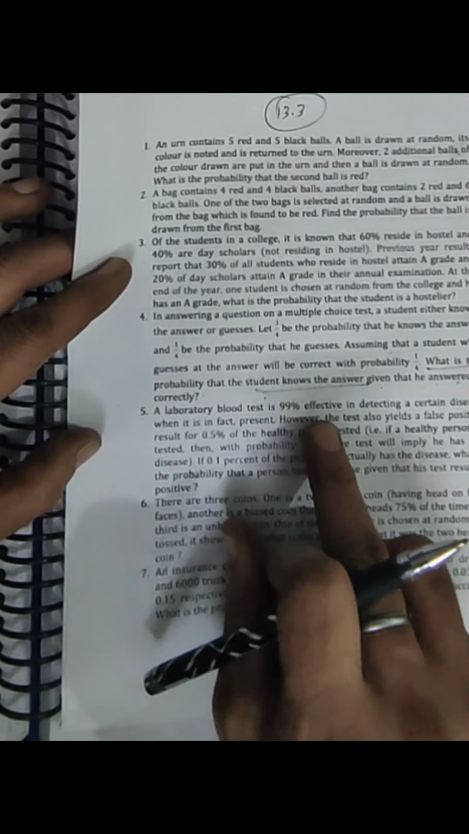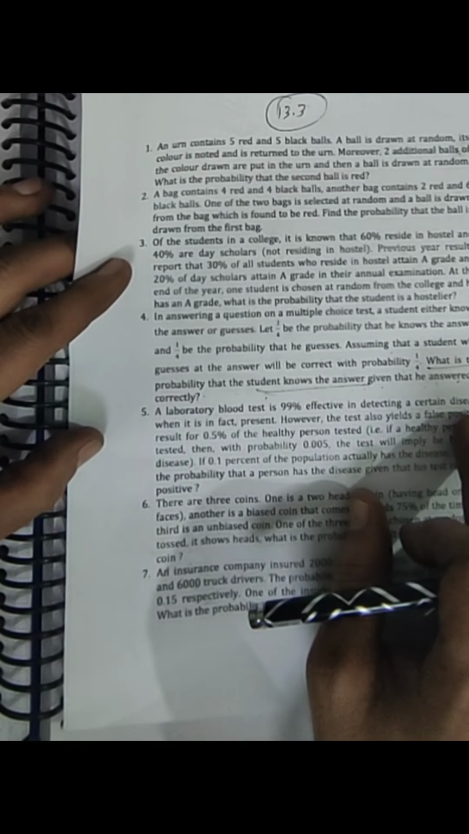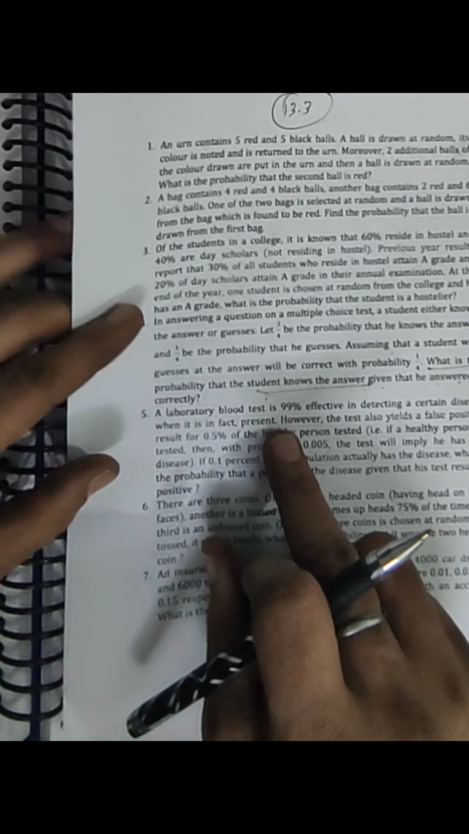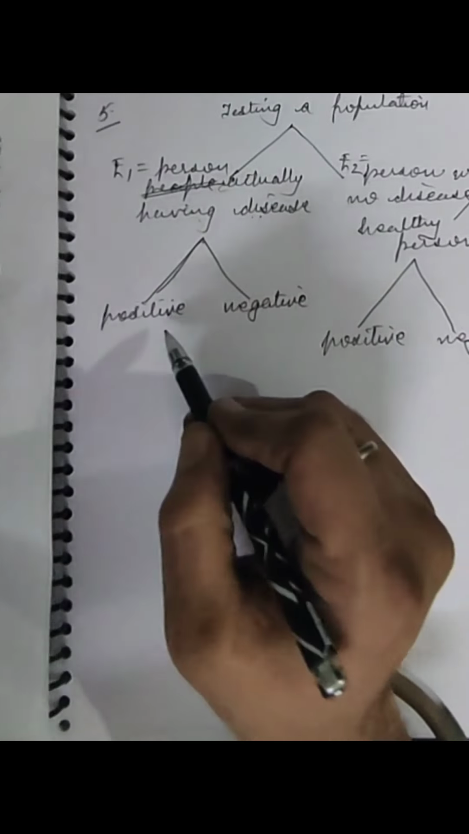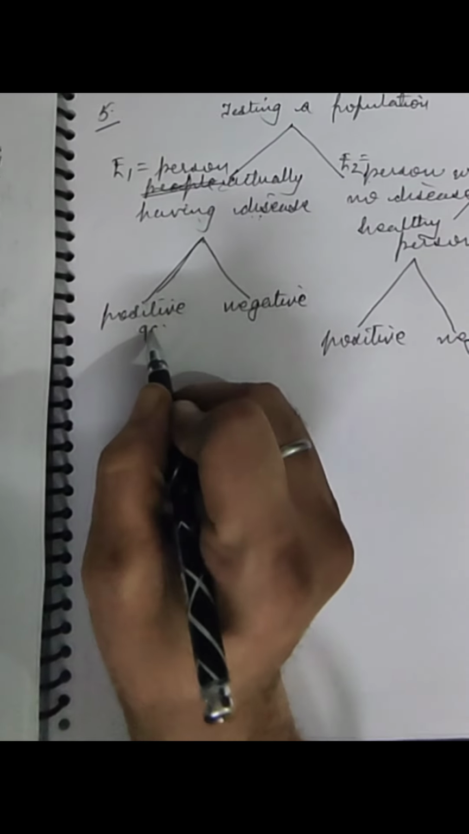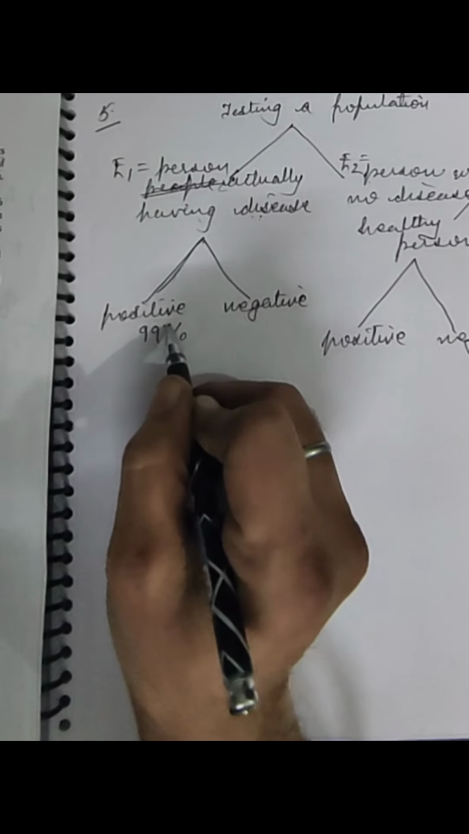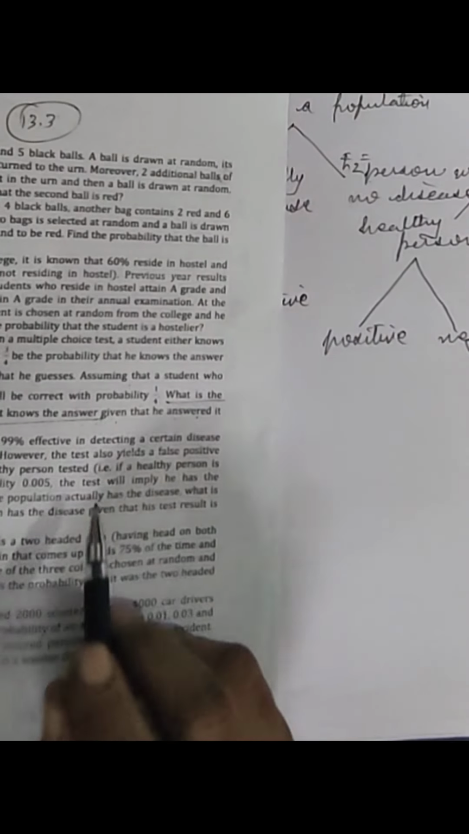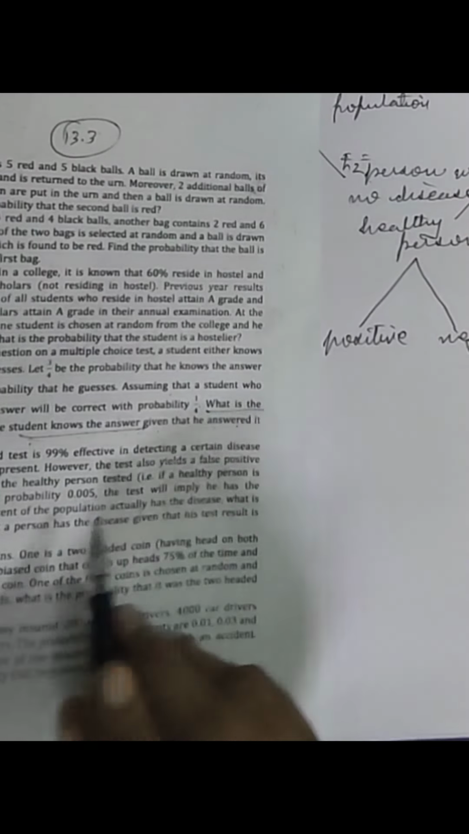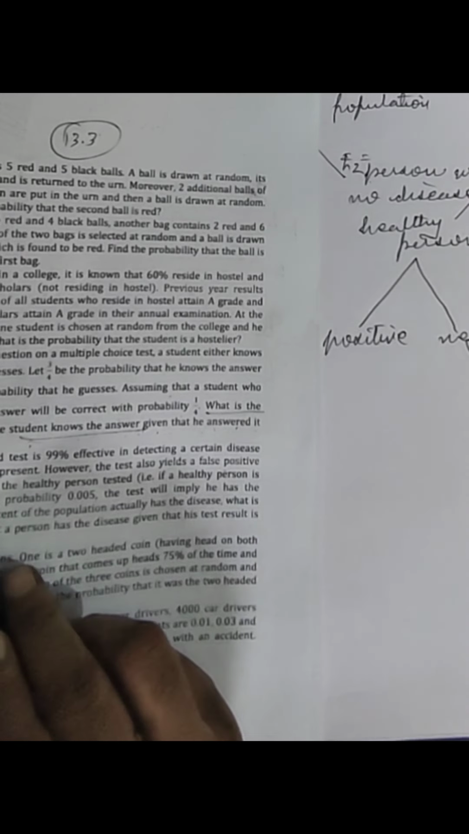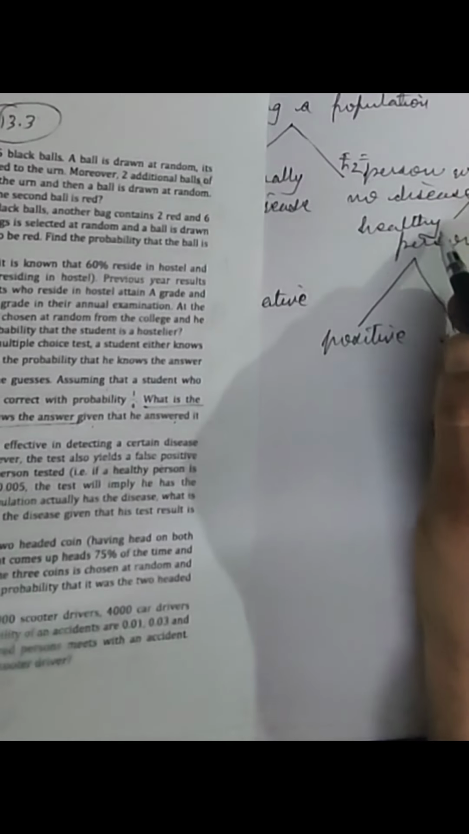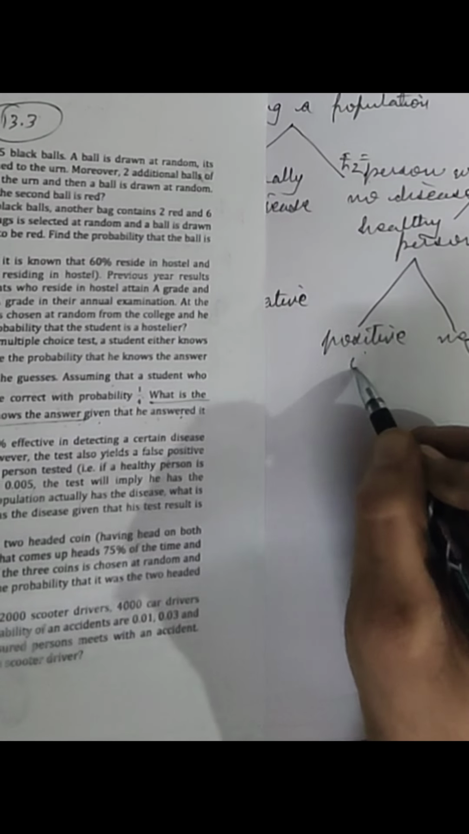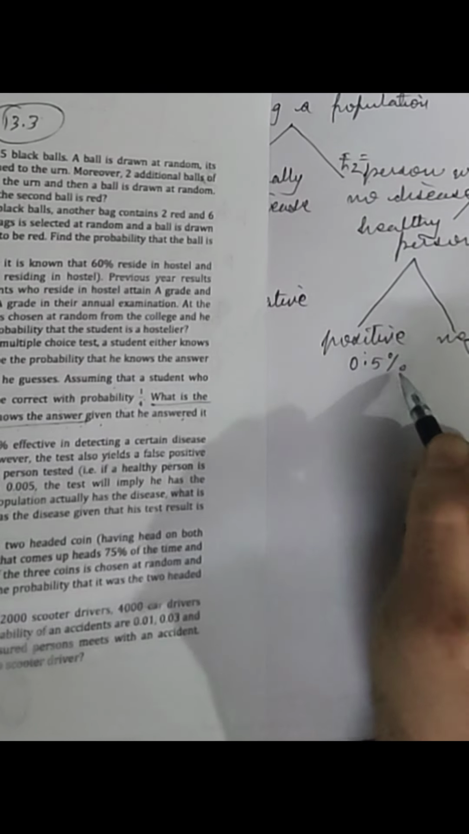By the way, the lab test is 99% effective in detecting a certain disease when it is in fact present. Means we are talking about a person with the disease, this one. So 99% effective means we are given the probability of being positive. However, the test also yields a false positive result for 0.5% of the healthy persons. Means this is the category of healthy persons. Here it shows positive is 0.5% probability.